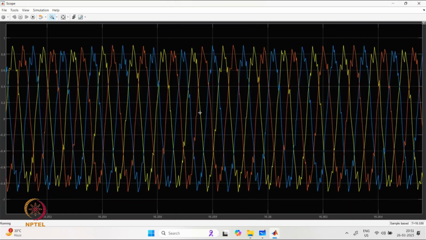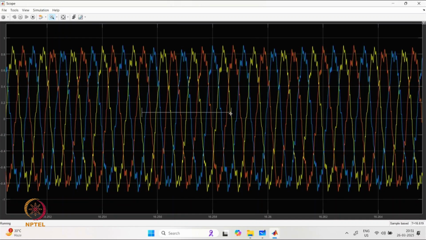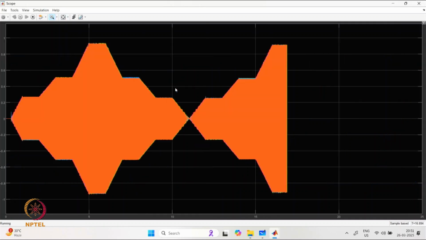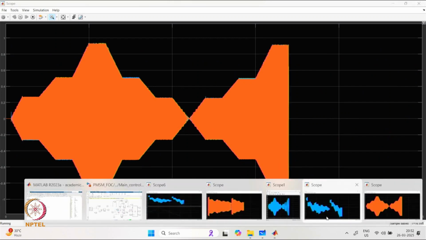With the given DC link and the saturation limits, we are finding that modulating signals are well within the unity value. So there is no over modulation observed in this case. However, there are some distortions near the highest speed range. So that is on account of reduced pulse number.